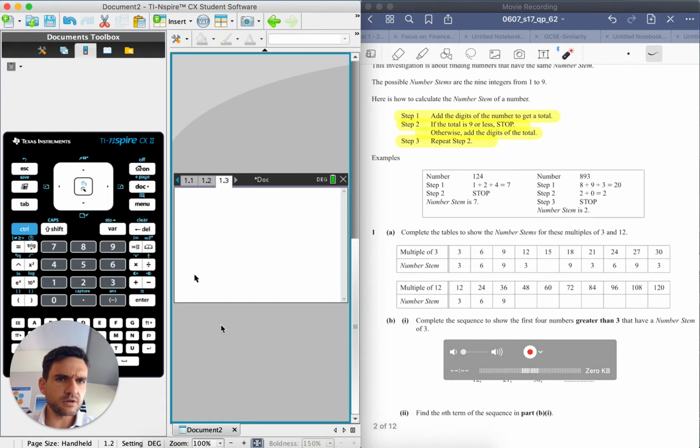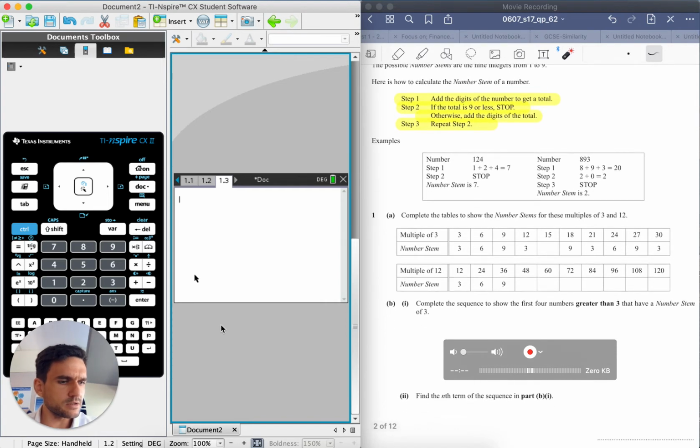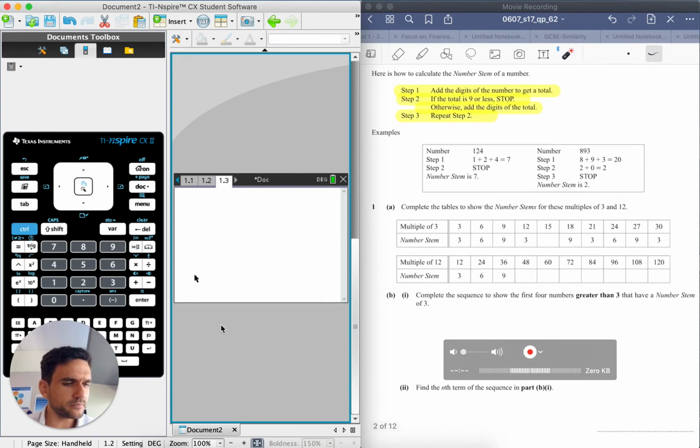Let's have a look at what we're going to be asked to do in order to apply this. Question 1a. Complete the tables to show the number stems for the multiples of 3 and 12. So we need to go through this process of finding the number stem for these numbers. First of all, 15. What I'm going to do is 1 plus 5, to pull apart my numbers. 1 plus 5 is 6, and I need to stop because 6 is 9 or less. So I'm going to fill in 6 here. That was quite straightforward.